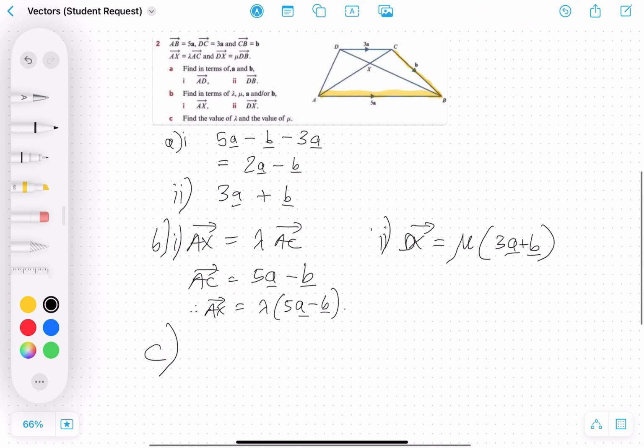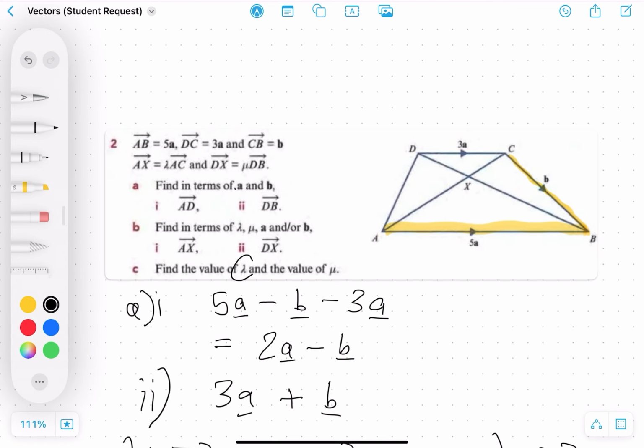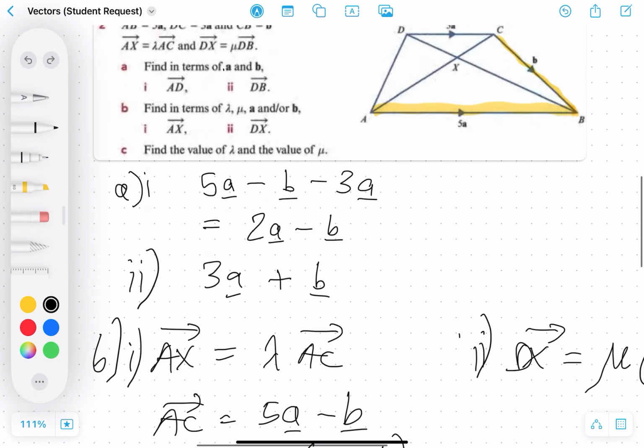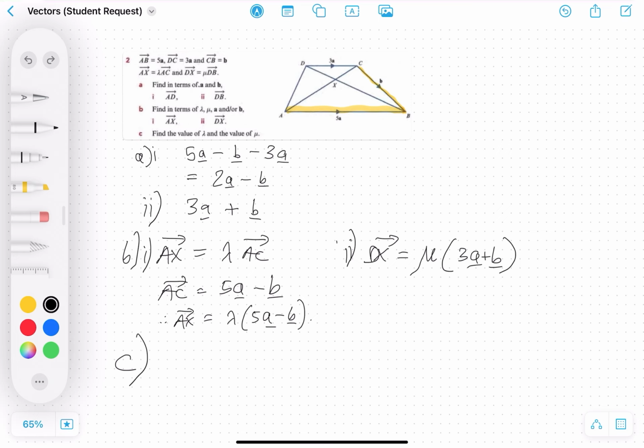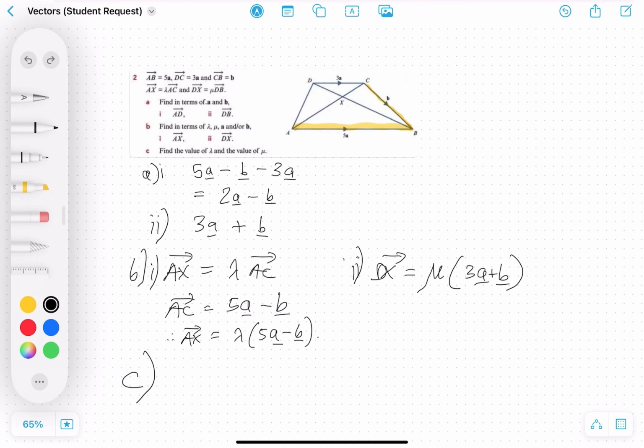Now we move on to the final question. This is a very tricky question that could come up in Paper 4. It's a Paper 4 style question, where we now have to find the value of lambda and mu. The general tip for this type of question is to find one vector and find two different paths to get to that vector. In this instance, using the previous parts of the question, we know that AX is equal to lambda times 5a minus b, and that DX is equal to this.